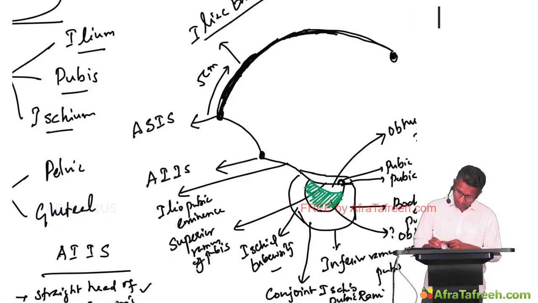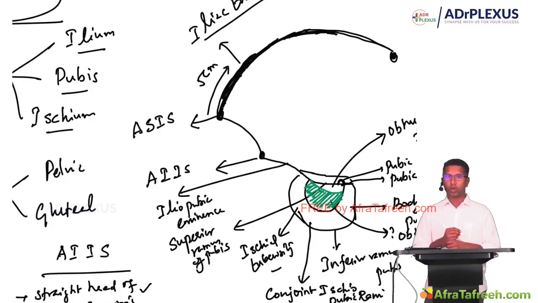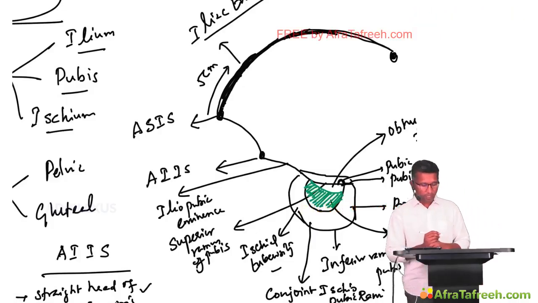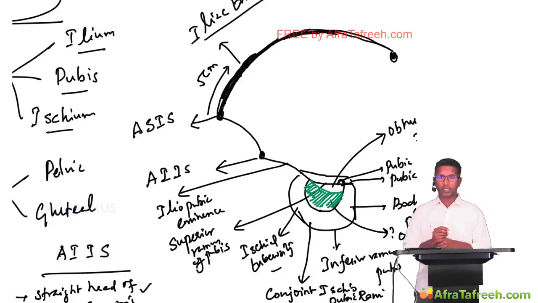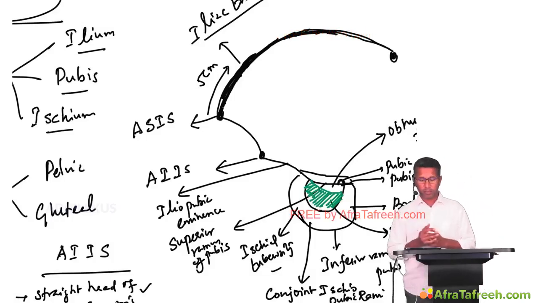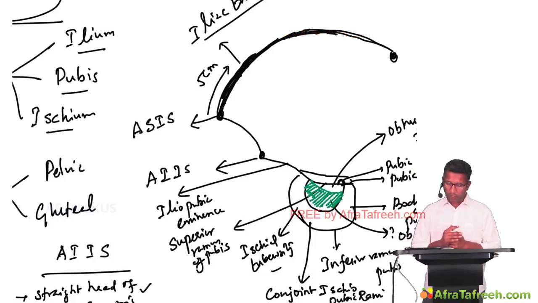Okay, and can anybody tell me what is the structure that passes through the obturator foramen? Anybody? What is a nerve that passes through the obturator foramen? Yes, the nerve that passes through the obturator foramen is the obturator nerve. That is very simple. It is the obturator nerve. Very good, Anashwara.